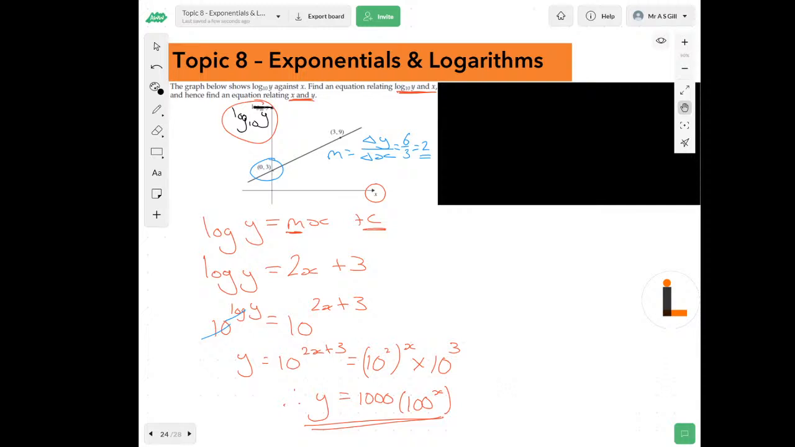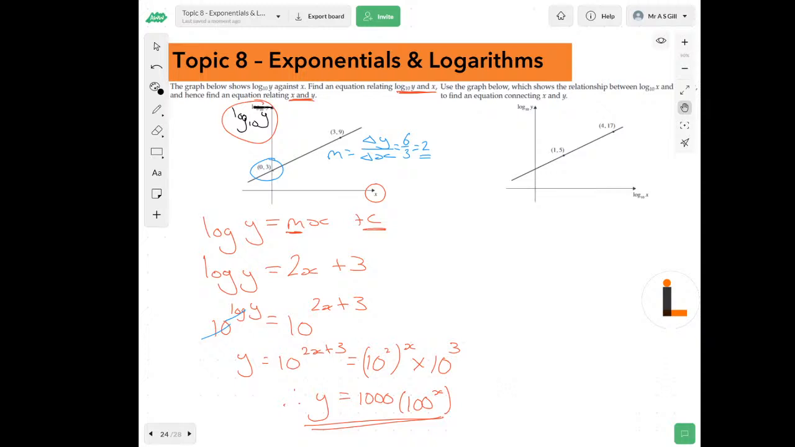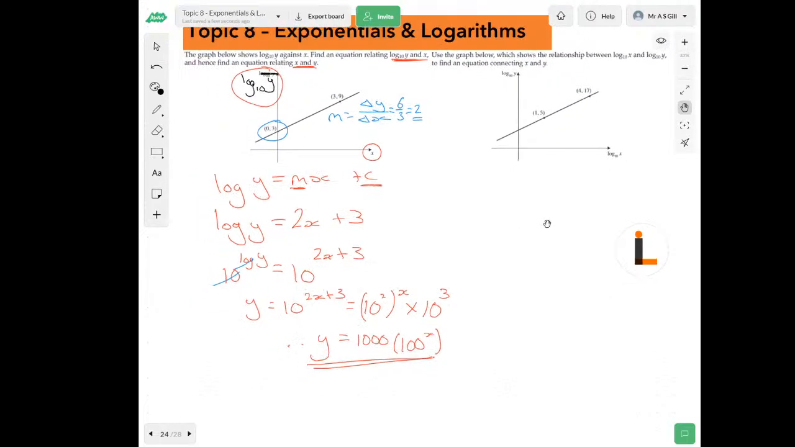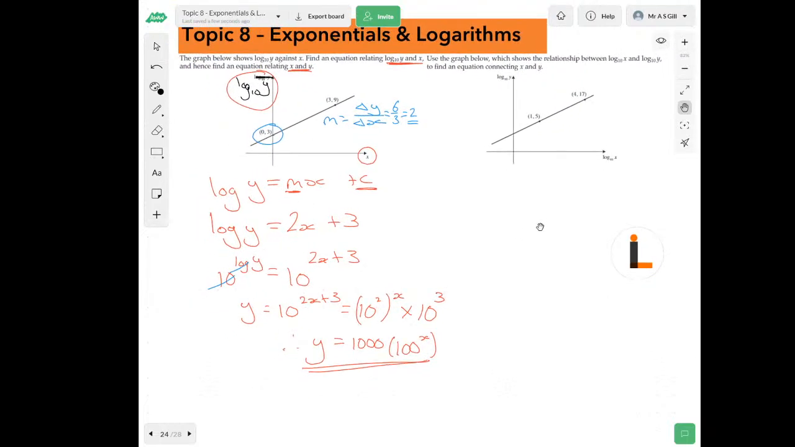So I'm going to go ahead and show this question on the right hand side for you to have a go at, and then we'll go through that in a few minutes' time. I'm just going to rewrite this so it's easier to see.